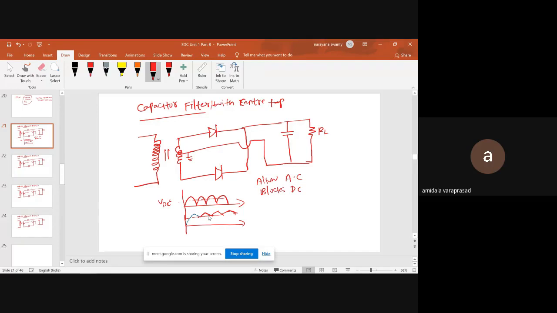Here, the main thing, you need to find the ripple factor formula. For the ripple factor we get 1 divided by 4 root 3 F RL C. This is the ripple factor formula for the capacitive filter.